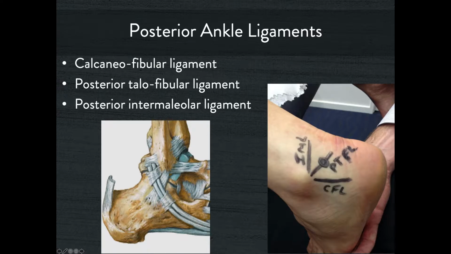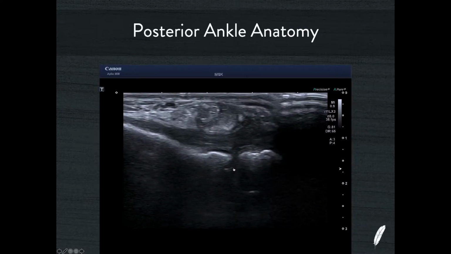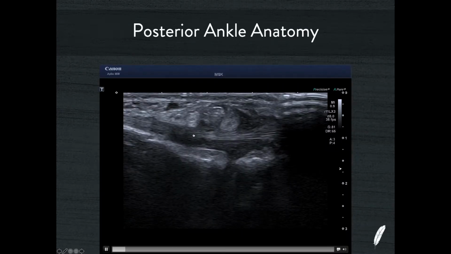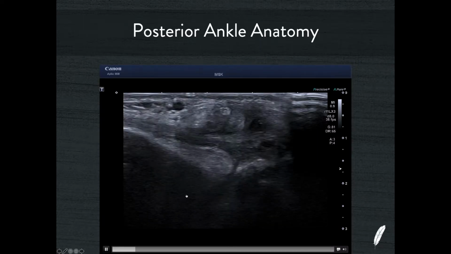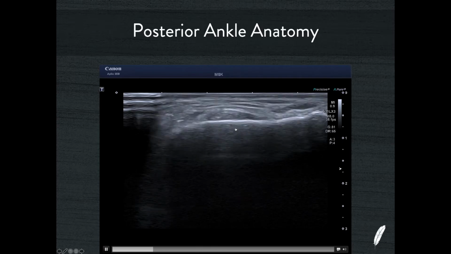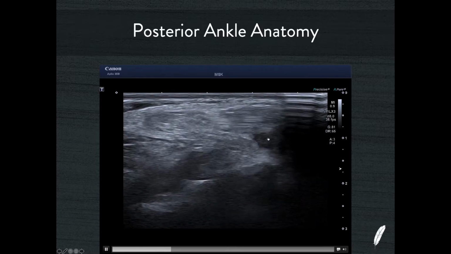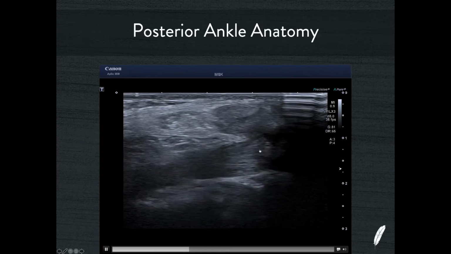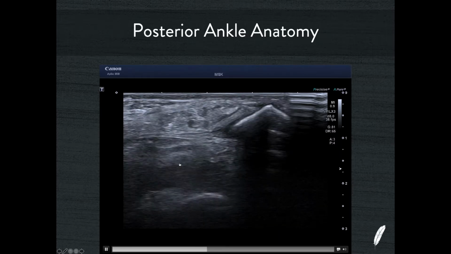So this is the CFL here. This is the posterior talofibular ligament here, and you can see that's fairly horizontal, and this is the intermalleolar ligament here. So if we scan through, this is the calcaneo-fibular ligament here, and you can see the peroneal tendons are sitting on top of it. So this is perfectly lined up with the calcaneo-fibular ligament. And then as we rotate around 90 degrees, this is the CFL in its short axis. And then slightly above that, this is the posterior talofibular ligament.